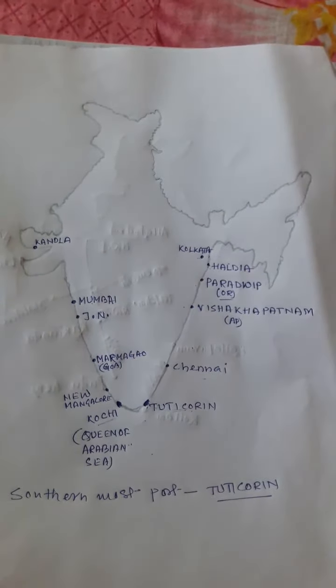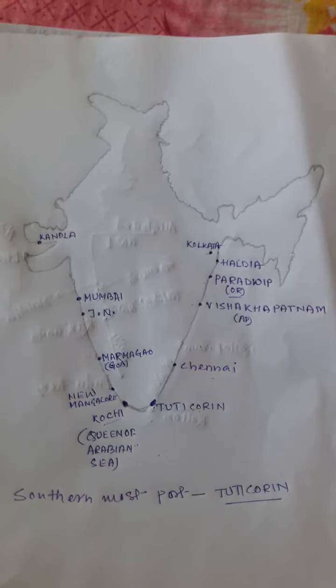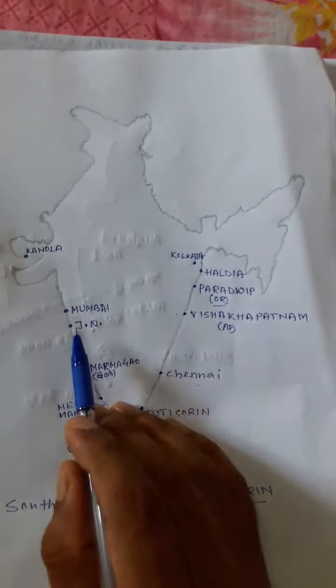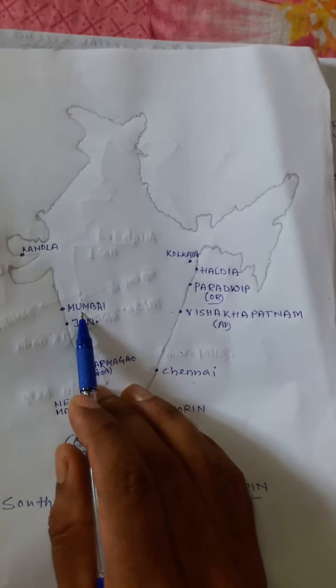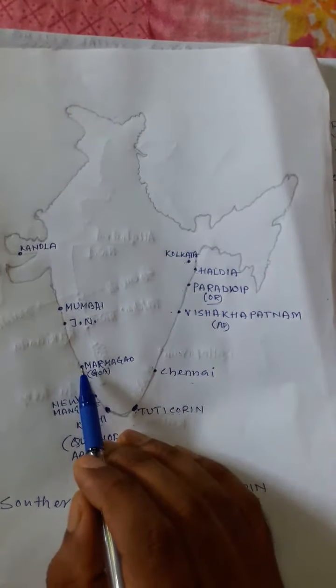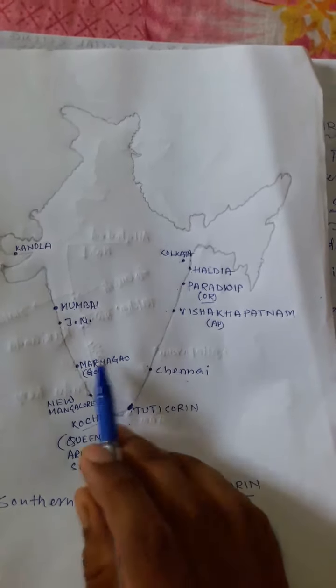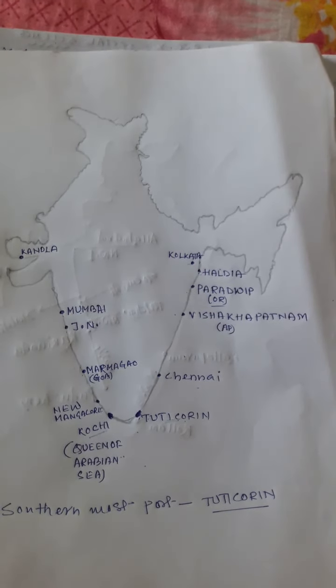So in this video lesson, I have discussed all the major seaports that are there in our country. First of all, you have Kandla, which is in Gujarat, then Mumbai, Jawaharlal Nehru Port. This is a subsidiary port to Mumbai to reduce the traffic. Then we have Marmagao, which is in Goa, and the New Mangalore Port. These two ports are responsible for the trade of iron ore.